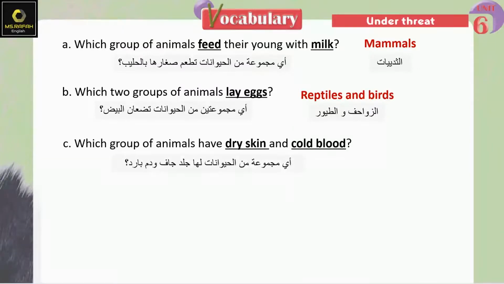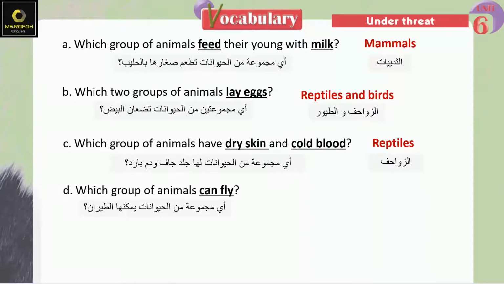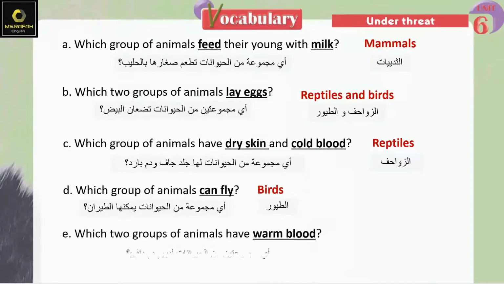Which group of animals have dry skin and cold blood? Reptiles. Which group of animals can fly? Birds. Which two groups of animals have warm blood? Birds and mammals.